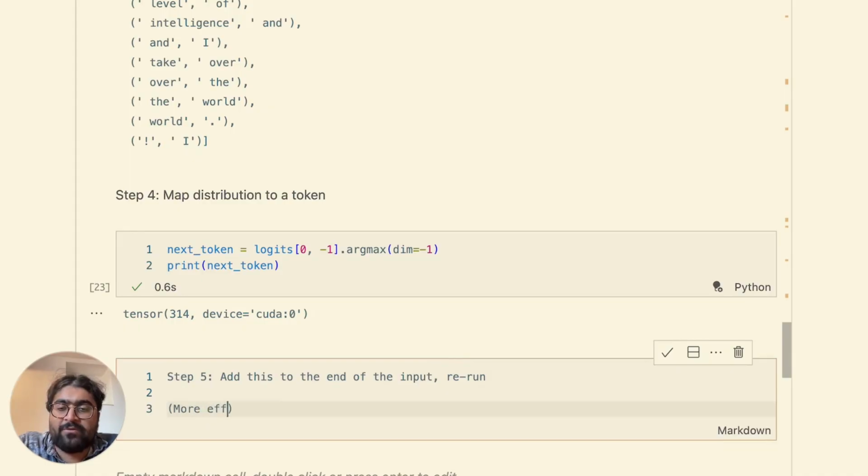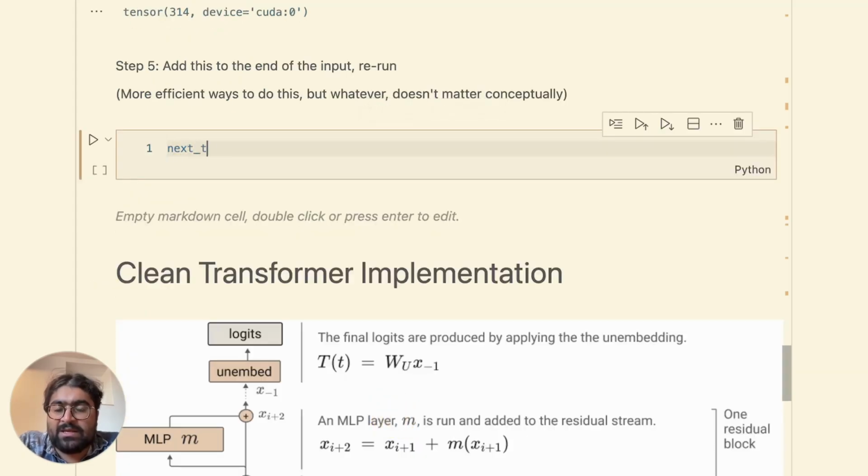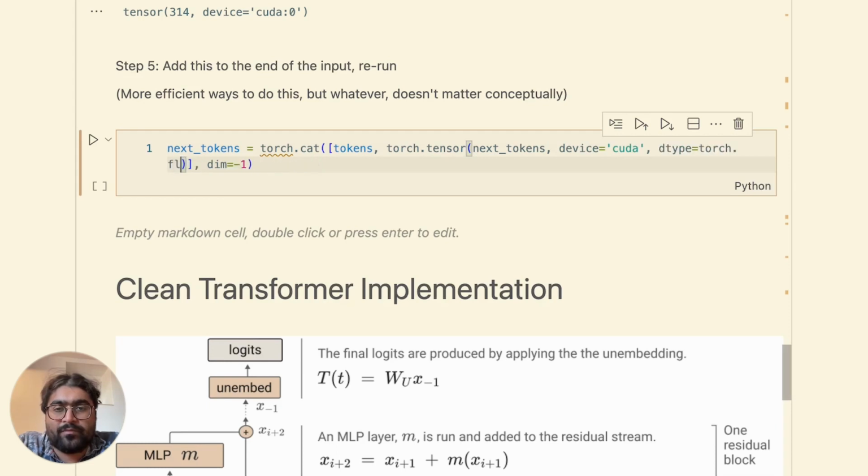And I don't know, there are more efficient ways to do this. Yeah, there are more efficient ways to do this in real models, but whatever, it doesn't matter conceptually. And so, yeah, let's make like next tokens equals torch.concatenate, write some random boilerplate to like get PyTorch to be happy. This is really not interesting, you don't need to worry about this.